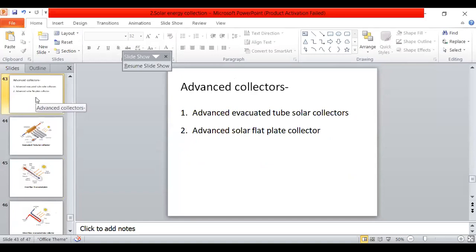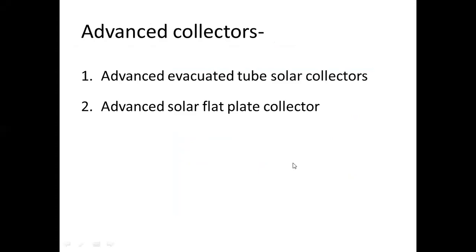So advanced collectors. For the advanced collectors, there are two types: the advanced evacuated tube solar collectors and advanced solar flat collectors. So what advancement is done for getting maximum solar energy? We have to see. The evacuated tube solar collector unit can absorb 80% of the sun's energy.